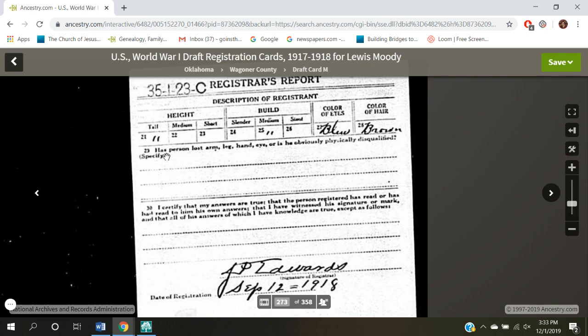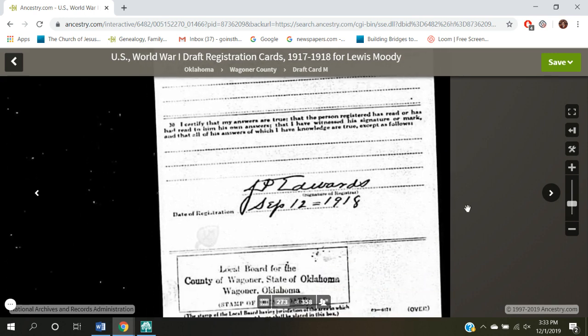And he did not have any physical disqualifications like damage to his body parts or eyes, or any brain damage or any kind of retardation or brain disabilities. No fingers lost, no arms, legs, hands, or eyes. That would go here. And then this is the person that actually took the information and signed it.